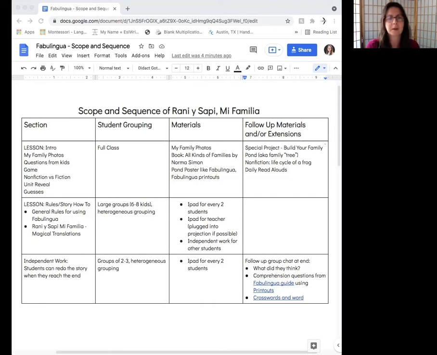It brings about lots of giggles and helps to bring this language to life. Most of the language, depending on the age of your students, will be something they're already familiar with, but not always. And it's just keeping it very fresh, and a really fun way to bring up the idea of family. I would also play this game in the future, just throwing this out there. Once they've been in the FabuLingua Rani Isapi Mi Familia story for a little while, I would bring this game back.